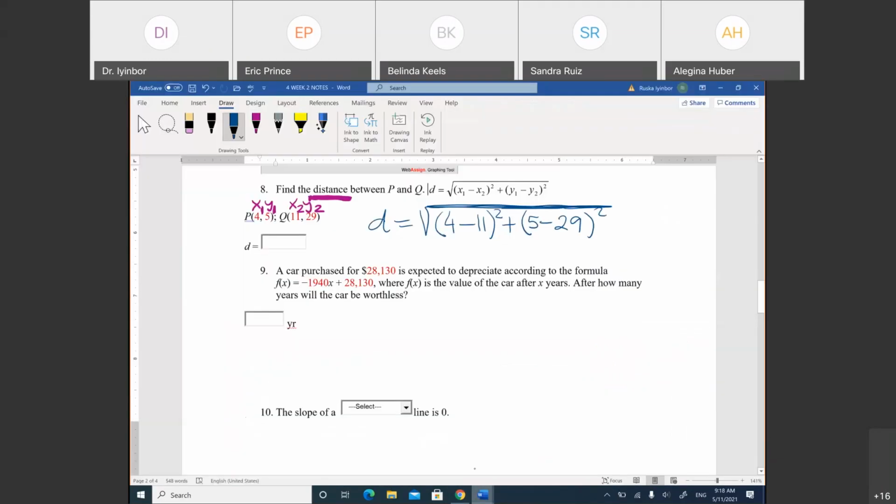Okay, any questions? Seems pretty straightforward. Yes, or just follow the formula. Okay? So that's how you find the distance. Make sure you use the distance formula.